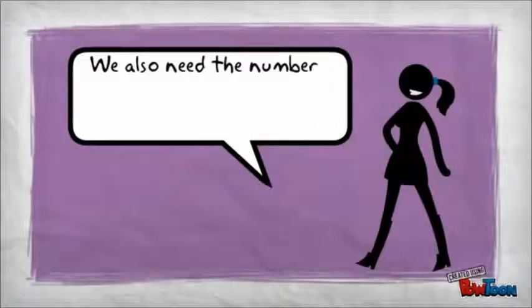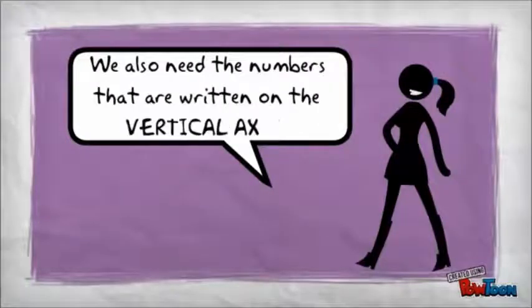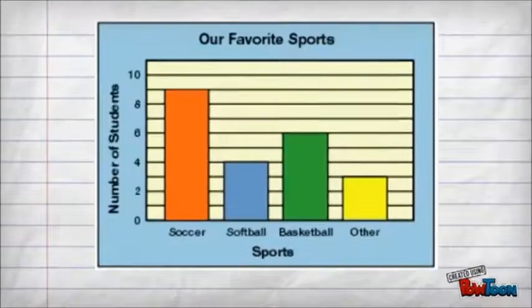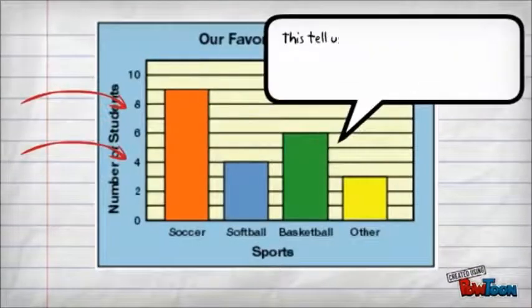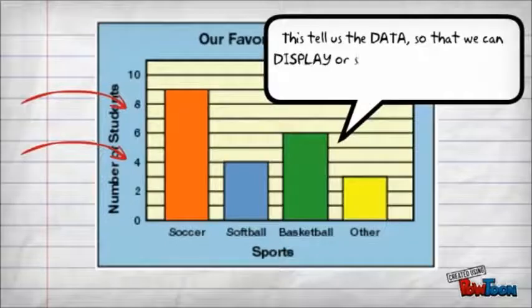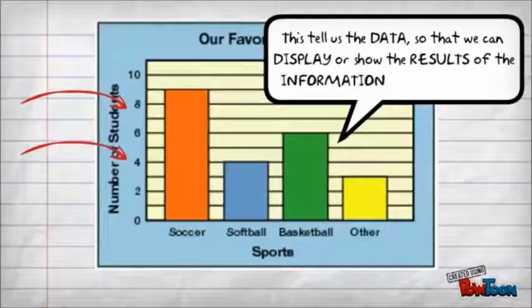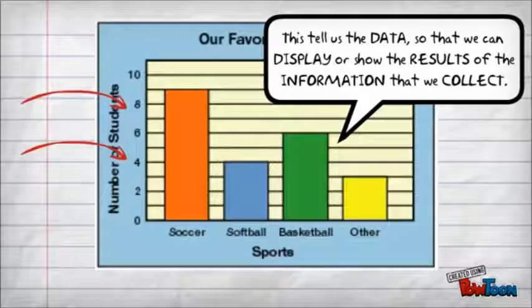We also need the numbers that are written on the vertical axis. This tells us the data so that we can display or show the results of the information that we collect.